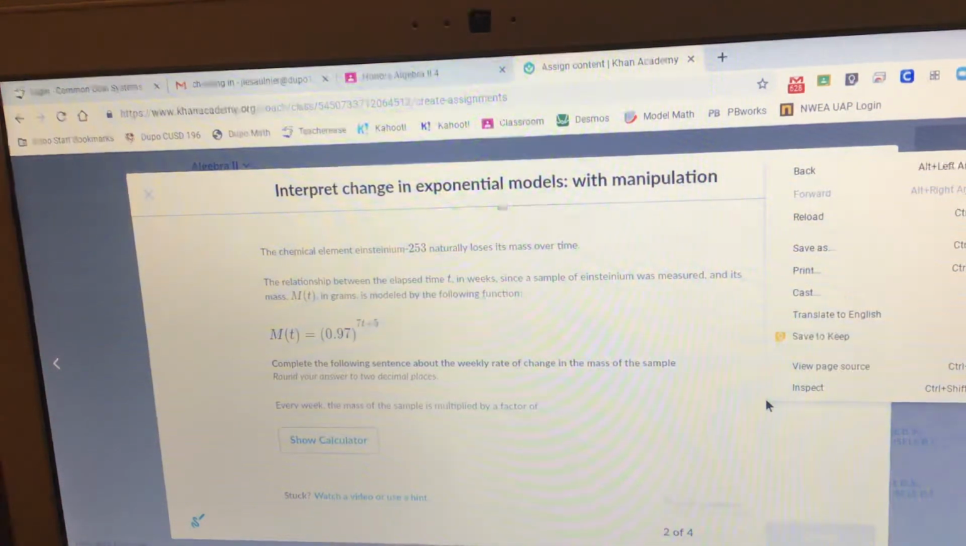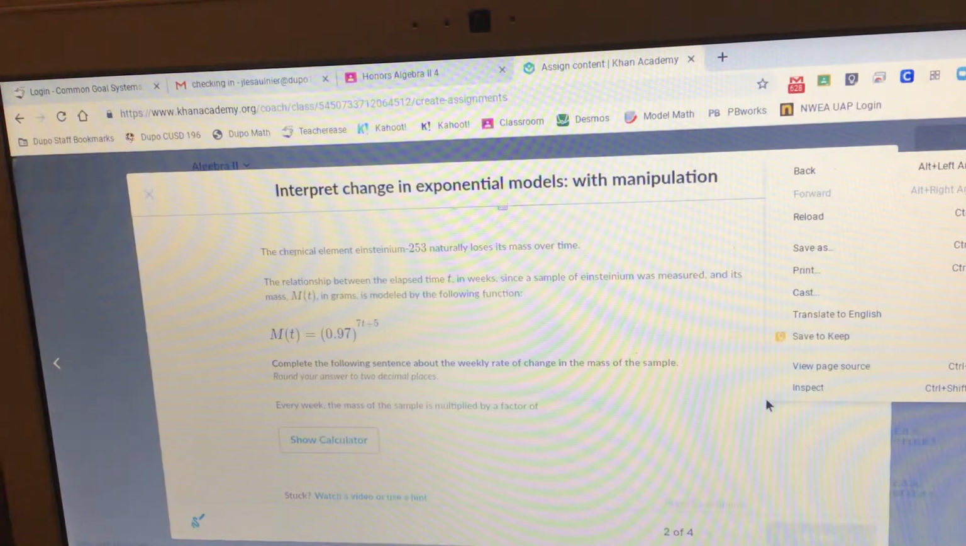Alright, so this video is in response to the Khan Academy assignment about interpreting change in exponentials with manipulation. The idea here is we're going to need to use our exponent rules to try to rearrange this thing so that we can answer the questions they're asking.